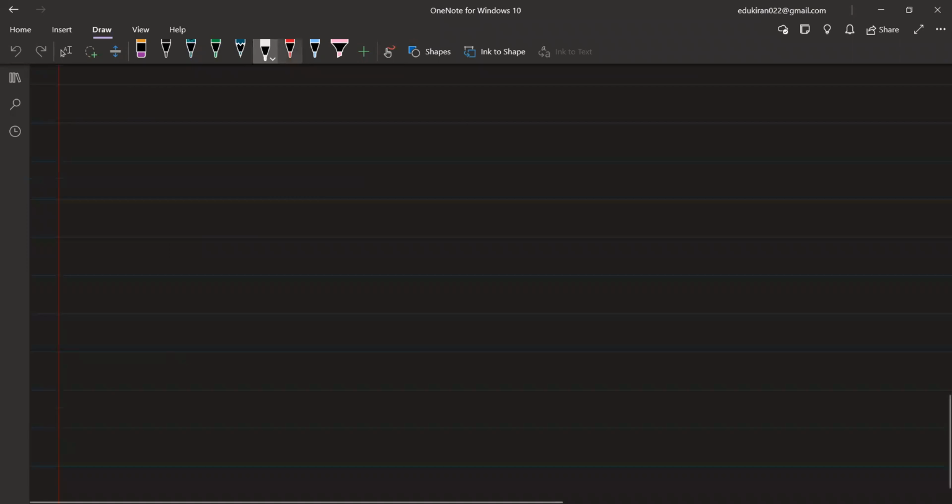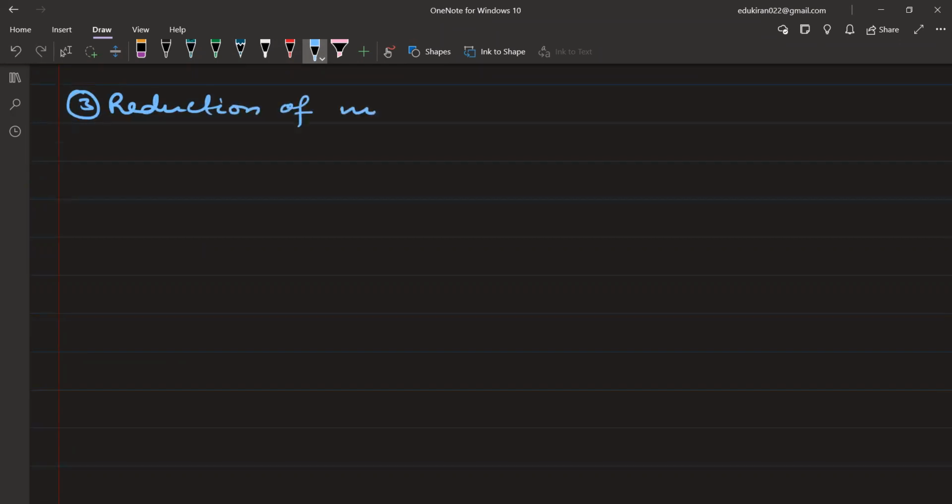Right, next. Third is reduction of nitriles. What are the reducing agents that we can use? First one is LiAlH4, lithium aluminium hydride. Then there is catalytic hydrogenation, which means H2 in the presence of nickel, palladium, or platinum. Another thing you can use is sodium amalgam, sodium in the presence of Hg, and ethanol.